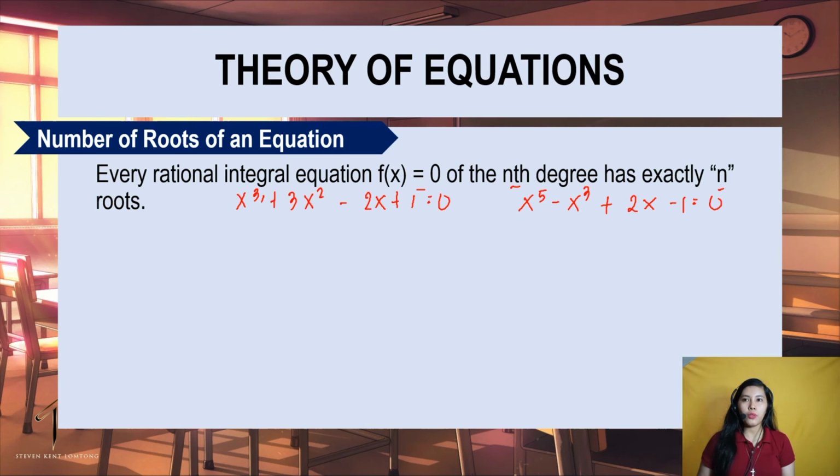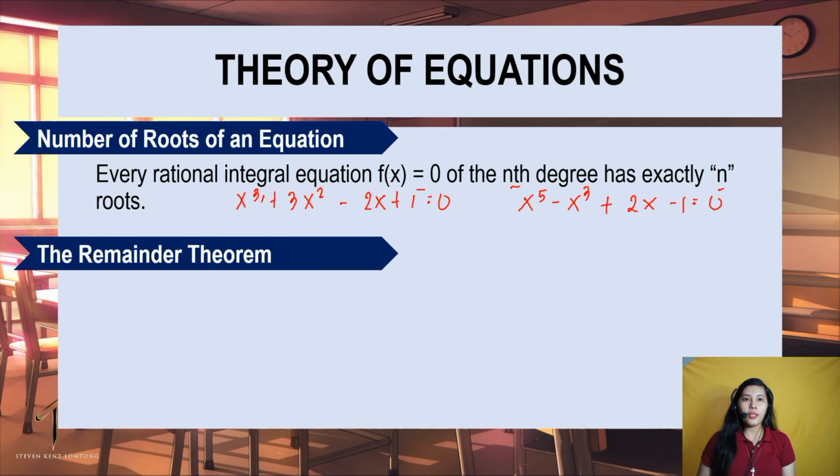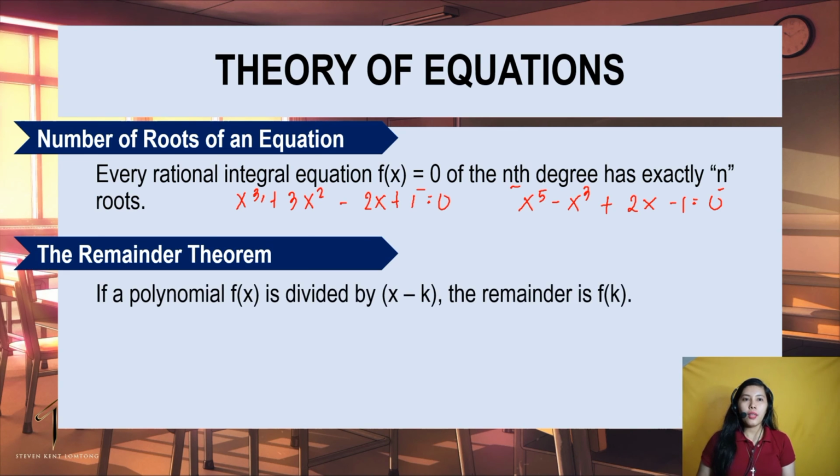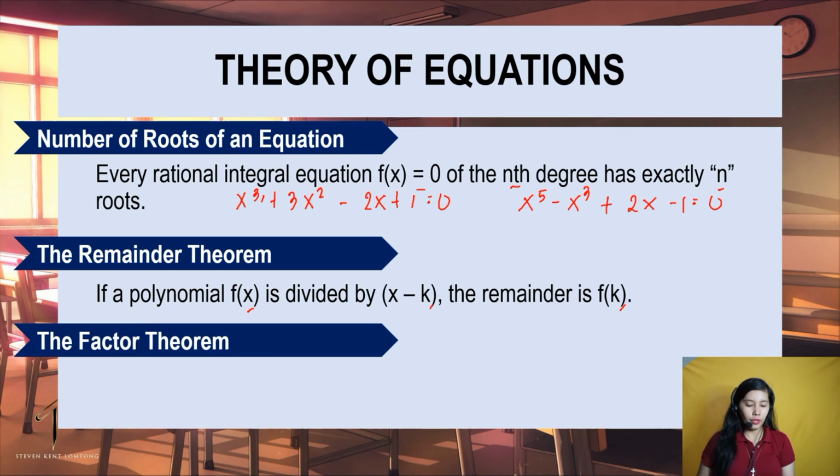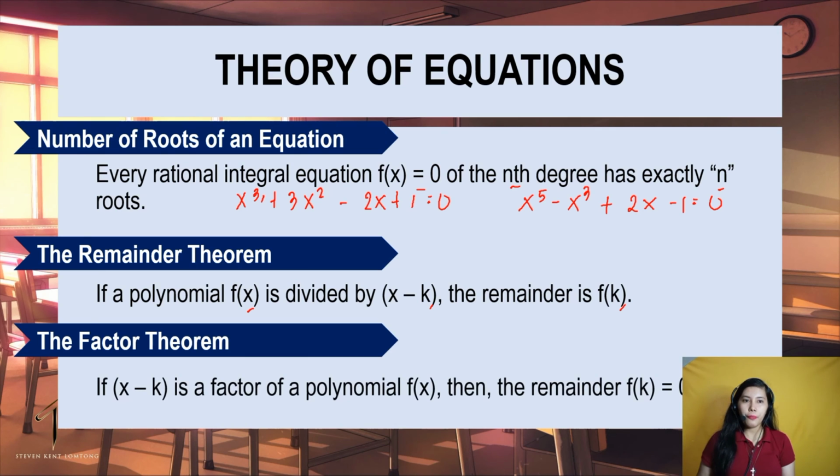Now, for the remainder theorem, if a polynomial f of x is divided by x minus k, the remainder is f of k. For the factor theorem, if x minus k is a factor of a polynomial f of x, then the remainder f of k is equal to 0.